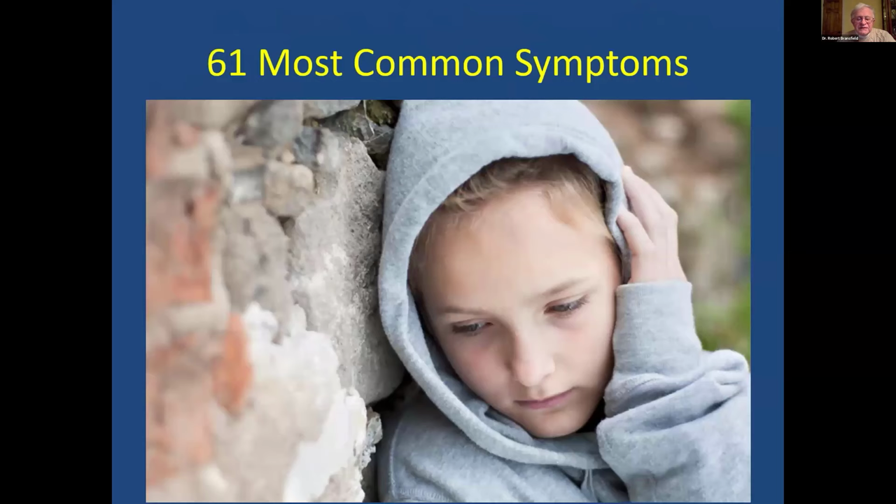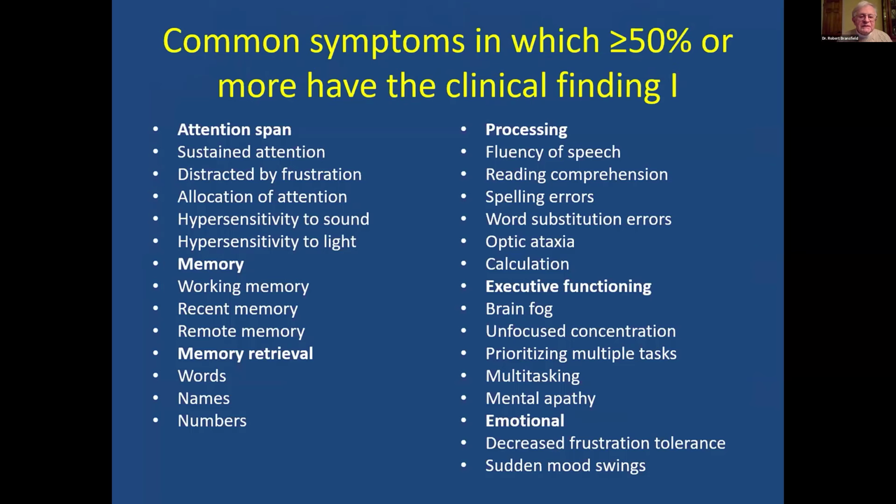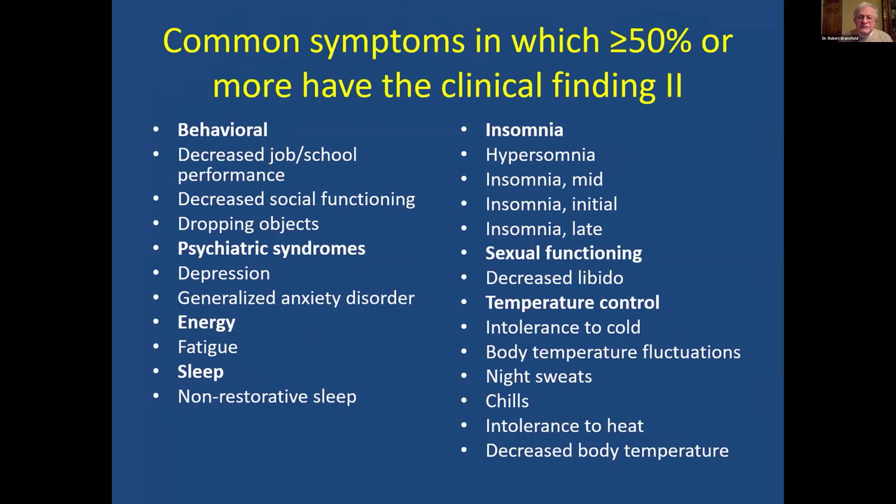And another one is the 61 more common things, where they occur with a frequency in these patients of 50% or more. And this is broken down into attention span issues, memory retrieval, processing, executive functioning, emotional symptoms, behavioral symptoms, energy, insomnia, sexual function, temperature.